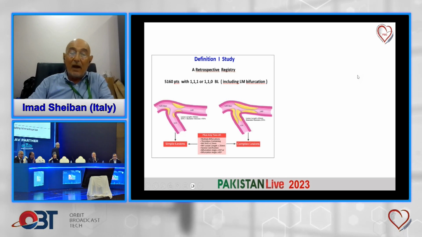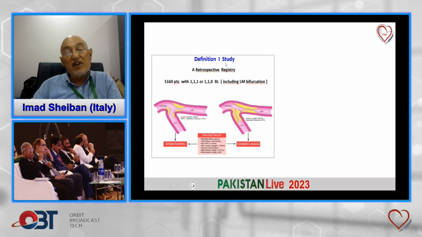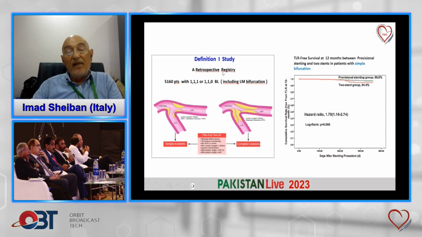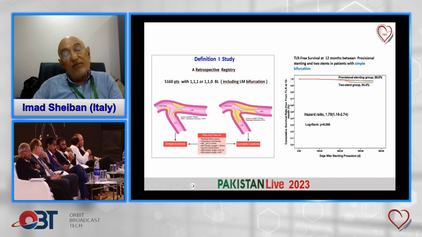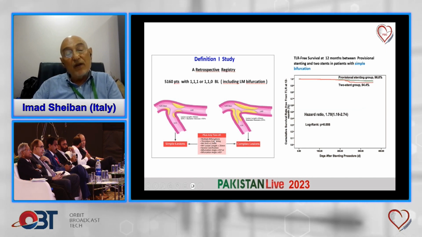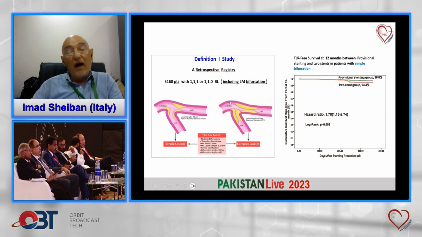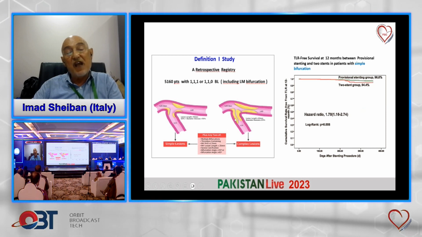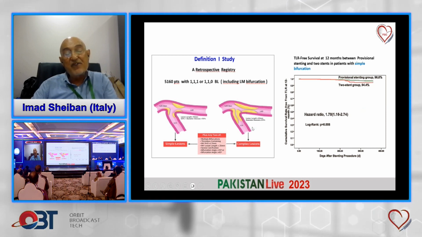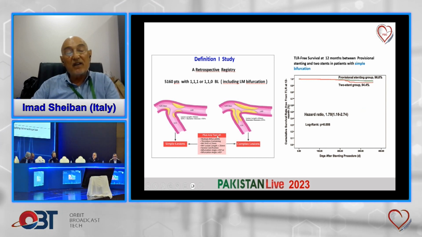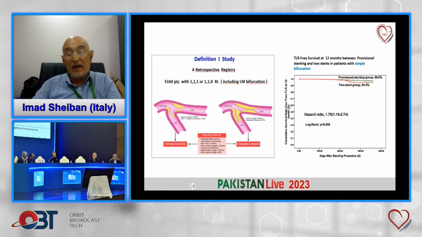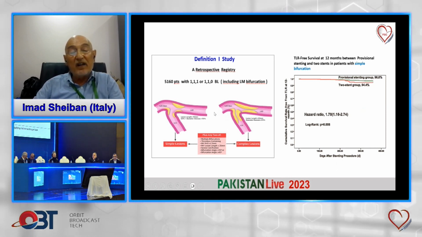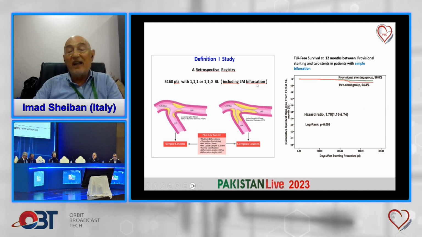But what we have today is the definition criteria, which was introduced by the Definition 1 study, including 5 minor criteria and 2 major criteria. Major criteria are severity of the lesion on the main vessel and side branch, and length of the lesion on the side branch, and minor criteria are other morphologic characteristics of the bifurcation. If you have one major criterion with two minor criteria, then this should be defined as complex.